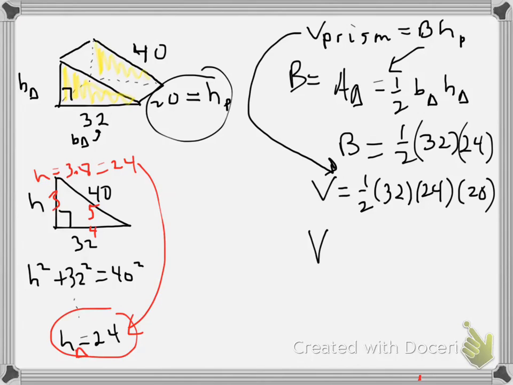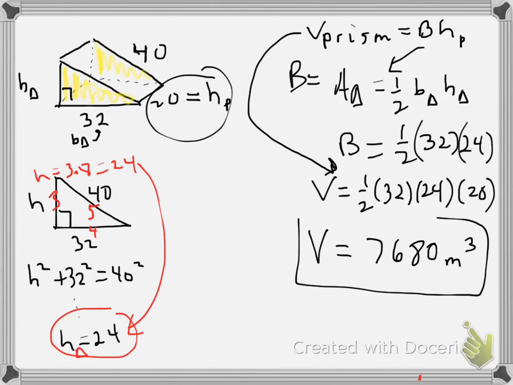And when I put that all in, the volume is 7,680, and we're talking about meters, so it's cubic meters. And the biggest mistake was thinking the rectangles were the bases.